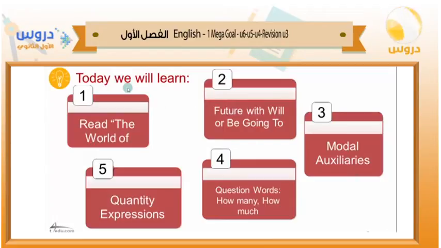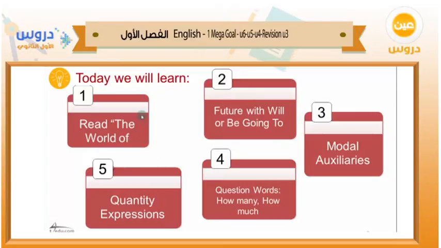So today we will learn, we have actually 5 objectives. 1, read the world of, I think it's credit cards. 2, we're going to remember the future with will and going to. And 3, modal auxiliaries or modal verbs. And 4, the question words with how many and how much. And 5, the quantity expressions.